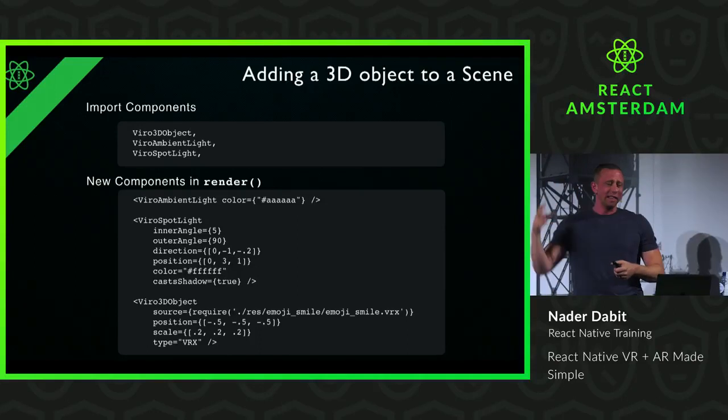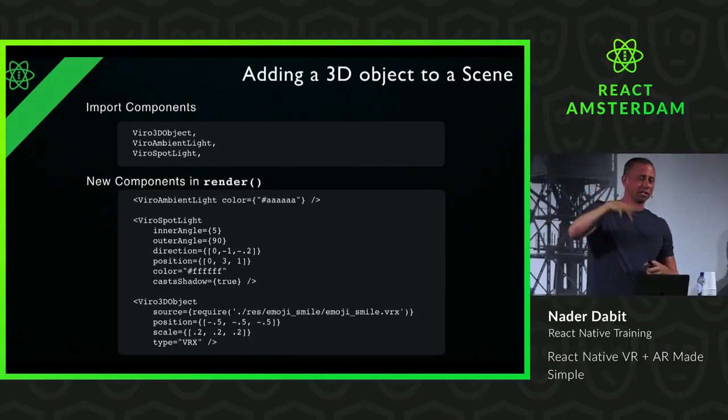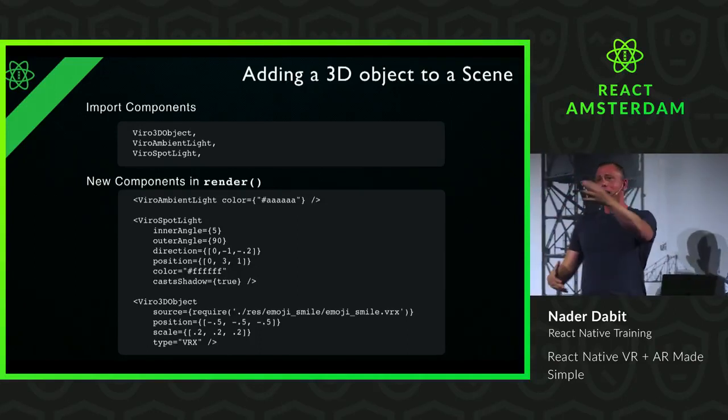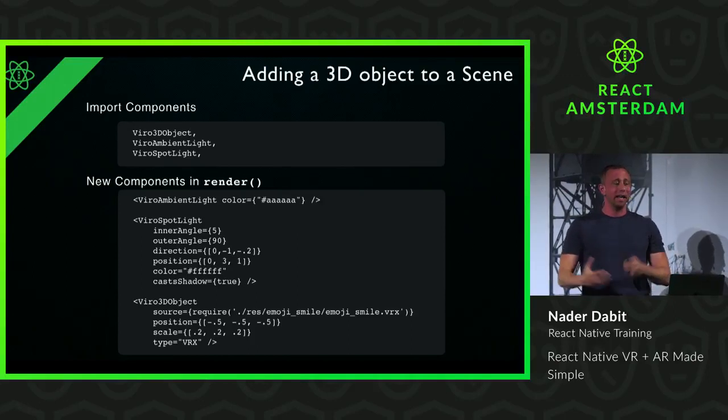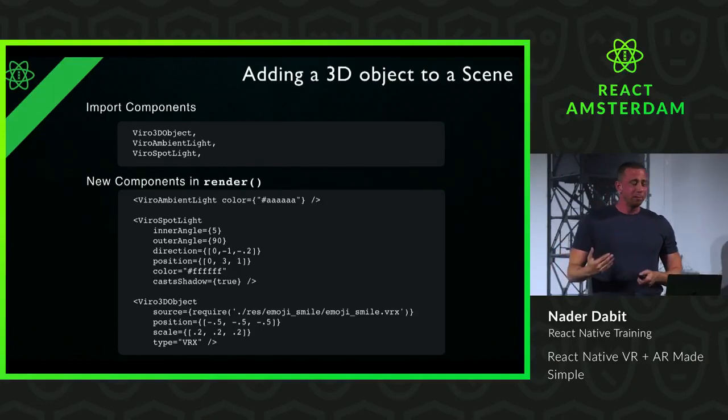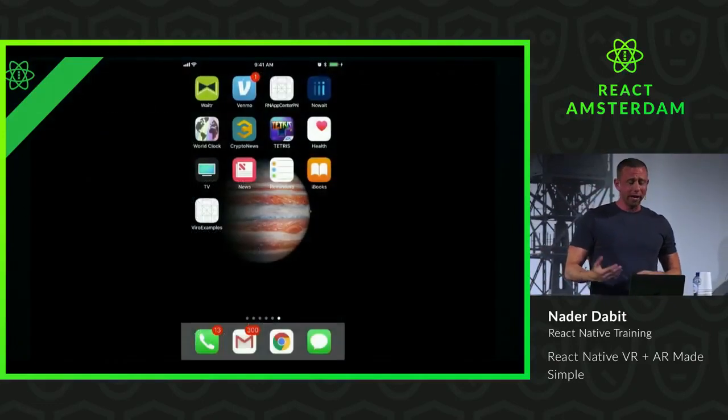And then there's a spotlight. And the spotlight is kind of like a real spotlight. It just shines directly somewhere so you get kind of an idea of where that item is in that space. So we're going to use both of these to render out a 3D object.